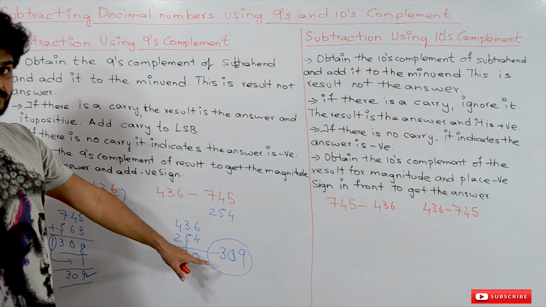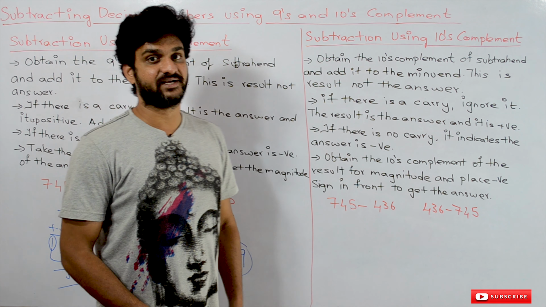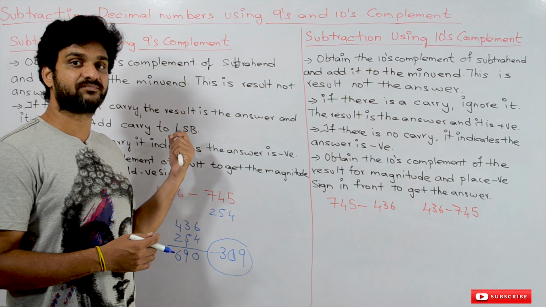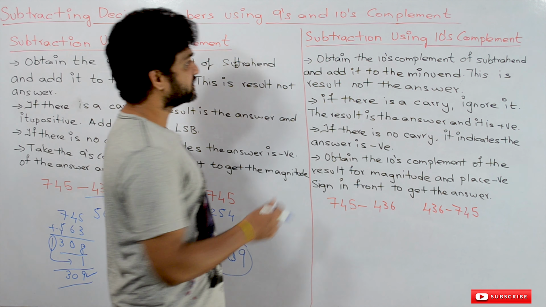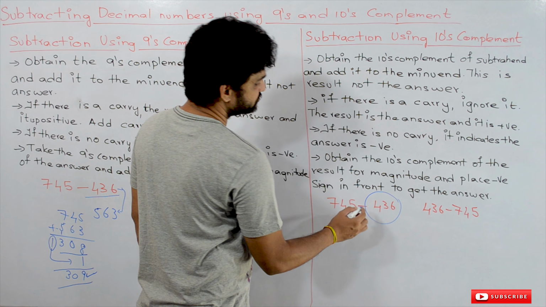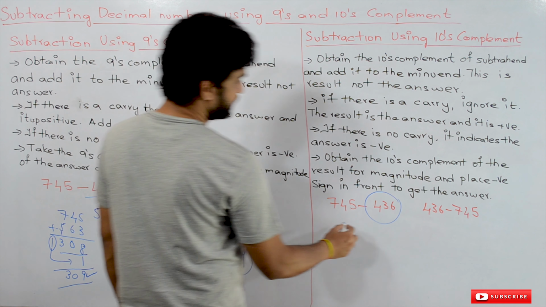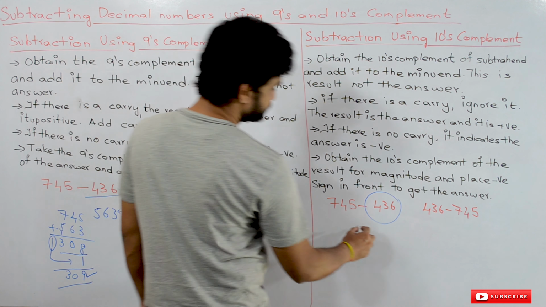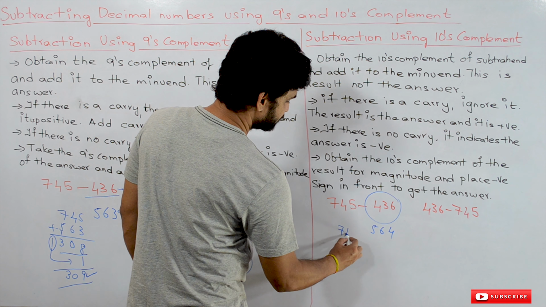Okay, so now how to do the subtraction using 10's complement? It is very much similar to that of 9's complement. The only difference is that first we have to find the 10's complement of the subtrahend. What is the 10's complement of the subtrahend? It is 564. Now we have to add 745 to 564.